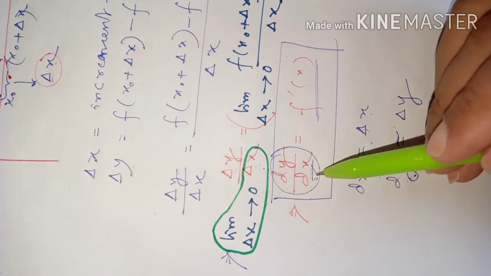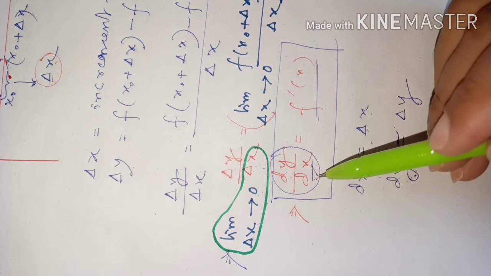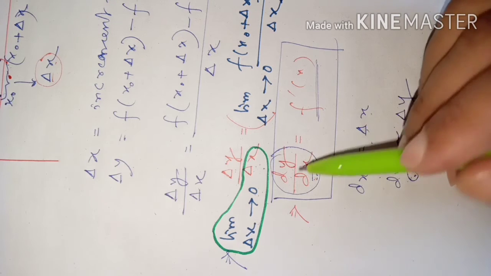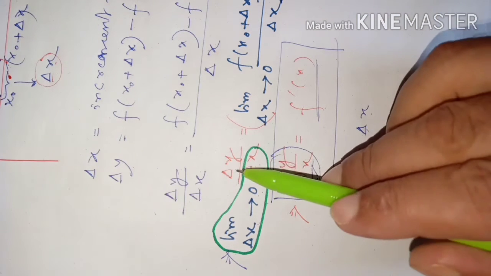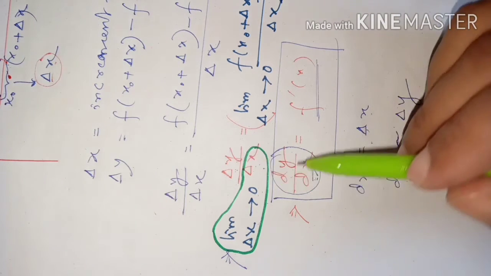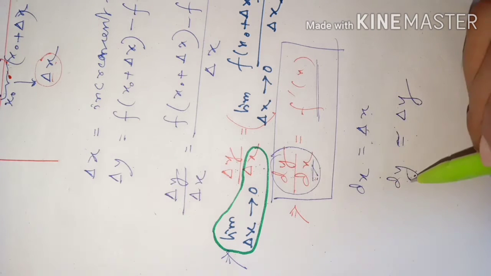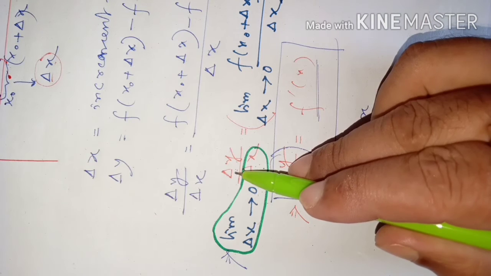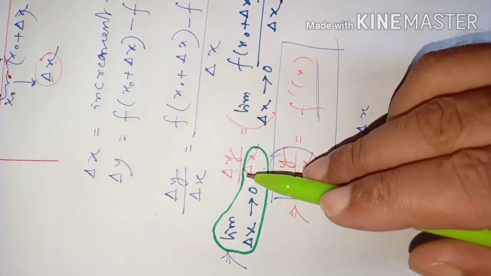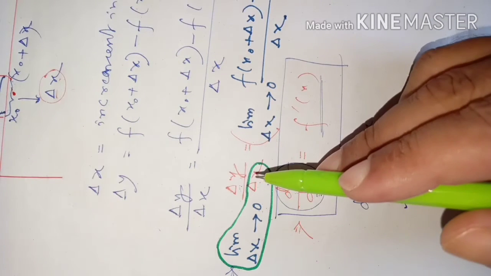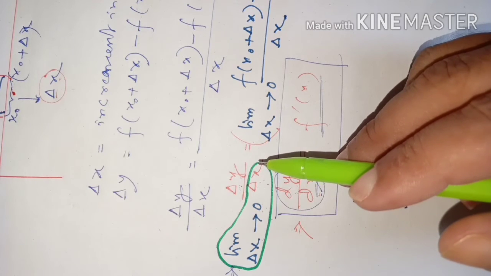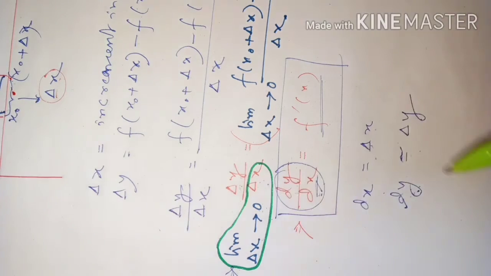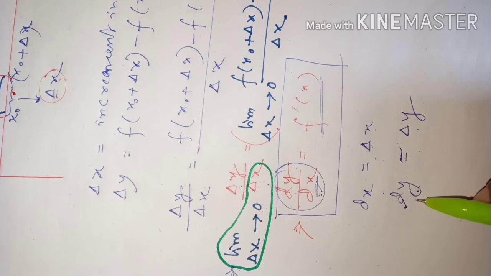So this dy is dependent on the change in x. So we can't directly say the change in y is exactly equal to dy, because dy represents the rate of change of y, and delta y represents what? The increment of y. When x is increased, then what is the increment in y? That is delta y. So delta y is not exactly equal to dy, but approximately it is equal to dy.